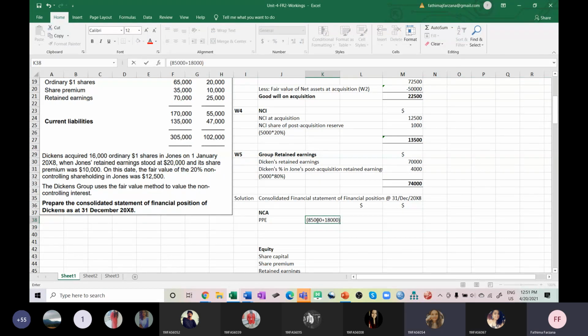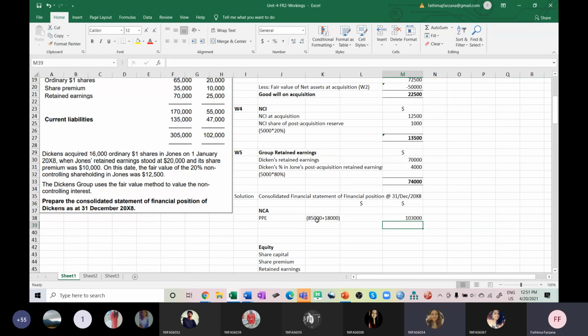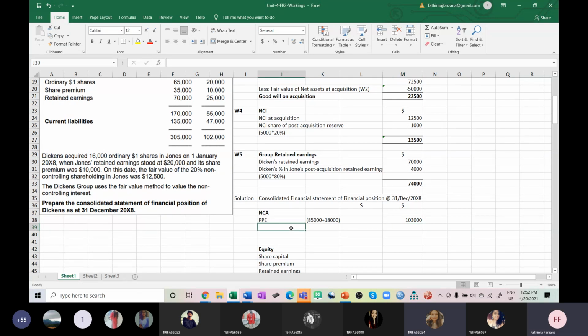But we are supposed to prepare for Dickens only, ma'am. Dickens will prepare it, but now after acquisition, everything belongs to them only. 80% belongs to him. That's why we are computing non-controlling interest separately. We'll subtract here in the financial statement. Okay, you just listen first.